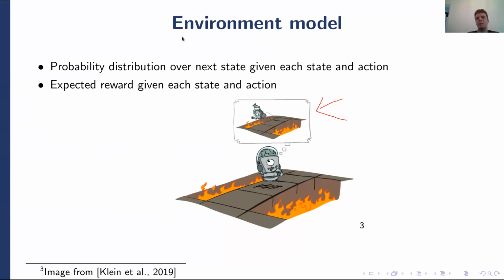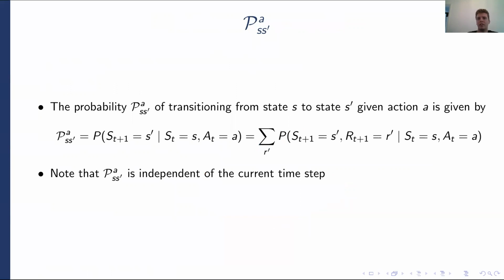I said that an environment model could be split into these two parts: the probability distribution over the next state given each state and action, which basically tells the agent what state is going to follow once I take this specific action in a specific state, and the expected reward given each state and action. So the agent also needs to know what reward it can expect if it's in a specific state and action. So let's look at the first step.